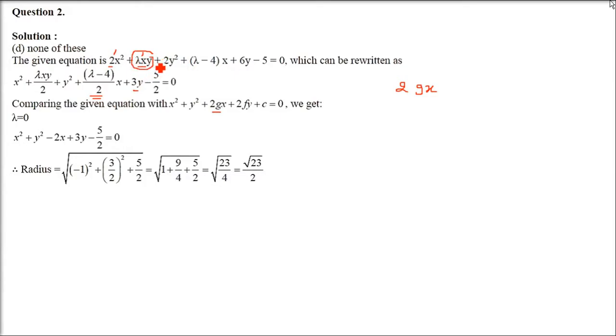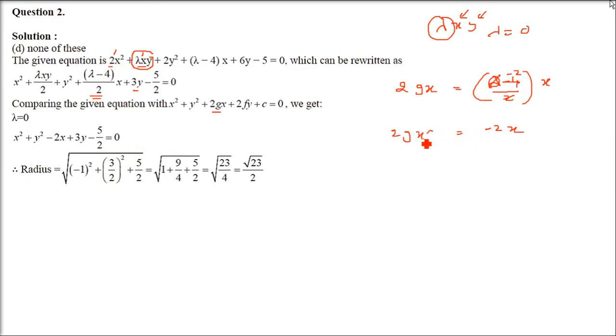This lambda xy shouldn't be in the circle equation. X cannot be 0, y cannot be 0. So lambda is 0. First thing is clear. Now when you do this comparison with 2gx equals lambda minus 4 by 2, what do you get? Lambda is 0, so it will be minus 4 by 2, that is minus 2. 2gx is minus 2x. Either you can find minus g or you can find g, because the center is not asked in this question. The question is asking for the radius. So it doesn't matter.